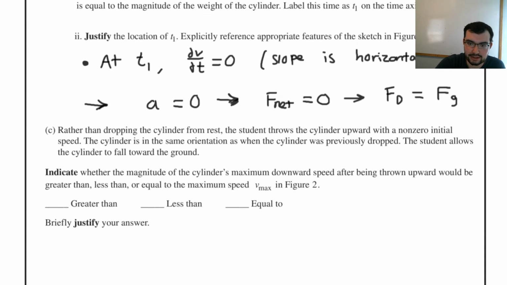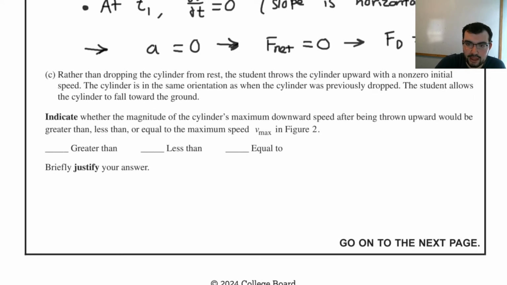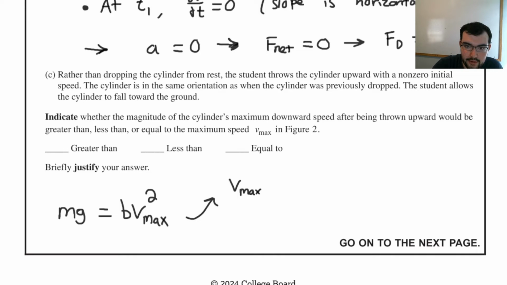So anytime you're asked this, instead of really trying to conceptually reason through a lot of the time, we have a formula that's going to relate these things. So we know that at terminal velocity, mg is going to be equal to b times Vmax squared. That's what makes this terminal velocity special. So Vmax is going to be equal to the square root of mg divided by b.